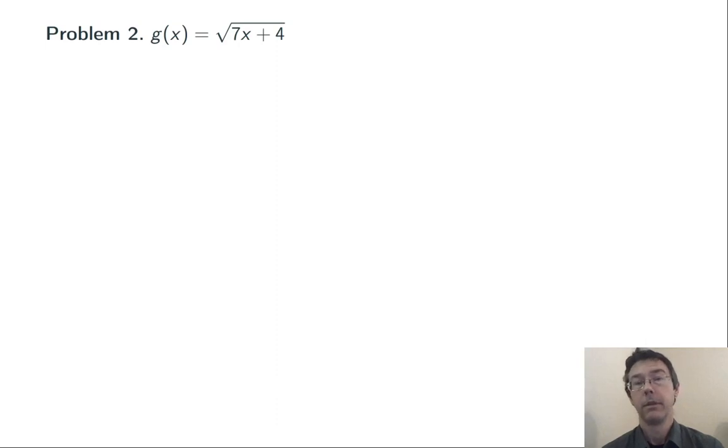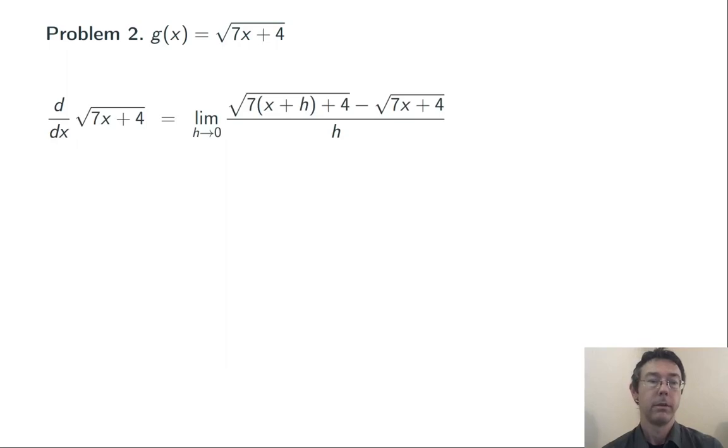Problem 2. g of x equals the square root of 7x plus 4. Again, I'm going to want to use the limit definition of the derivative. Limit as h goes to 0, g of x plus h minus g of x all over h.